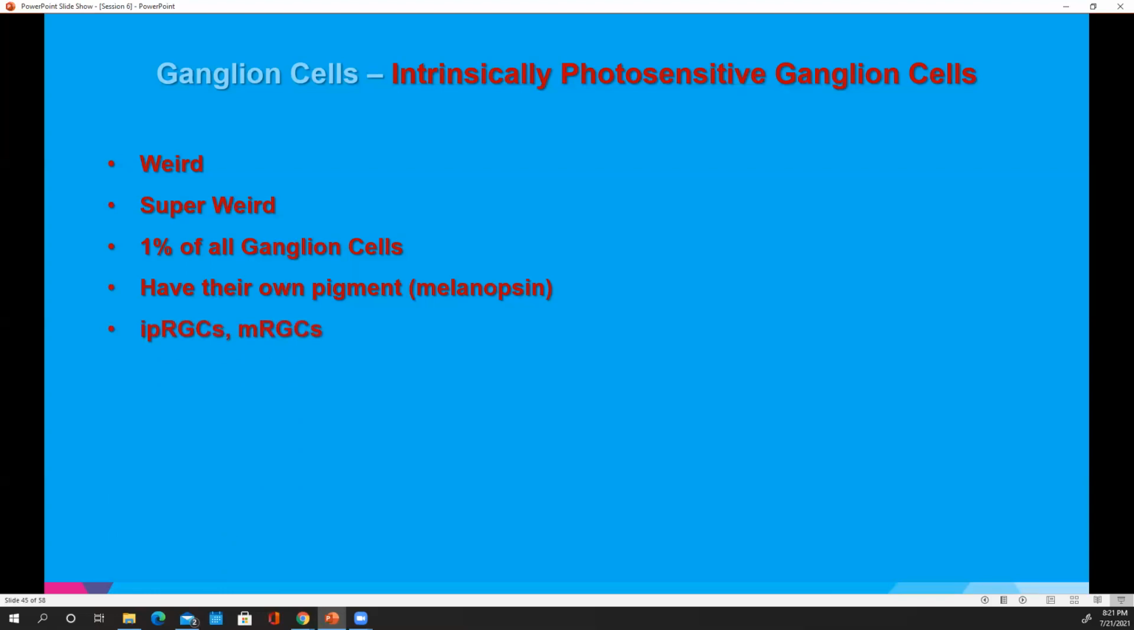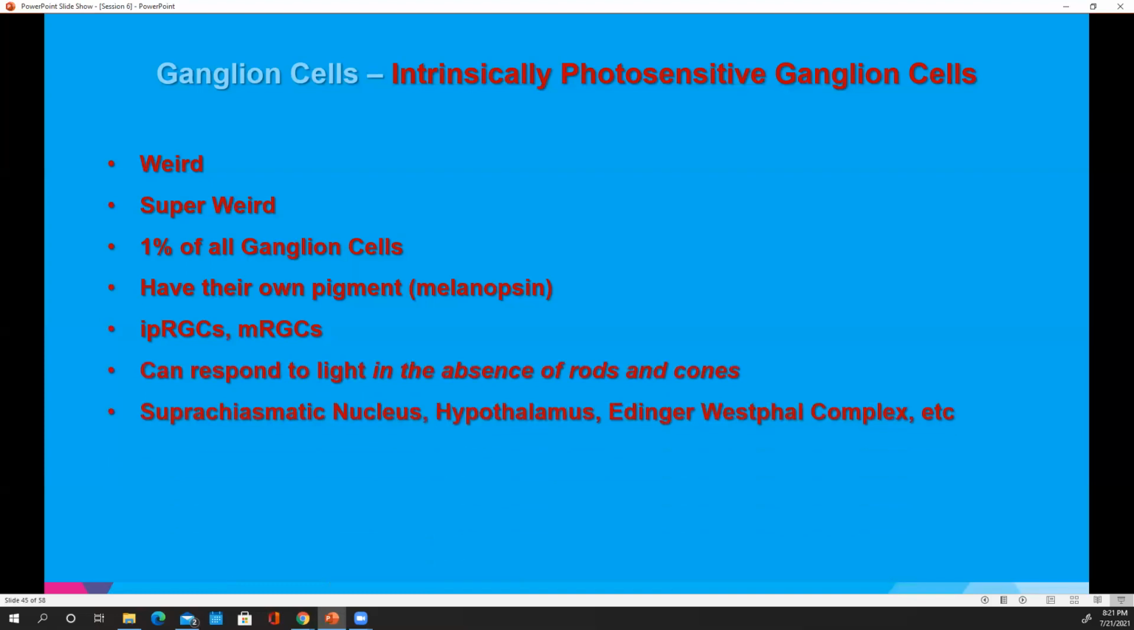Okay, so we call these intrinsically photosensitive retinal ganglion cells, which makes sense because they're intrinsically photosensitive. Or another way they refer to them is mRGCs, which is melanopsin containing retinal ganglion cells. Make sense? Okay. So if you see these two, you know what kind of retinal ganglion cell they're talking about. They can respond to light in the absence of rods and cones.